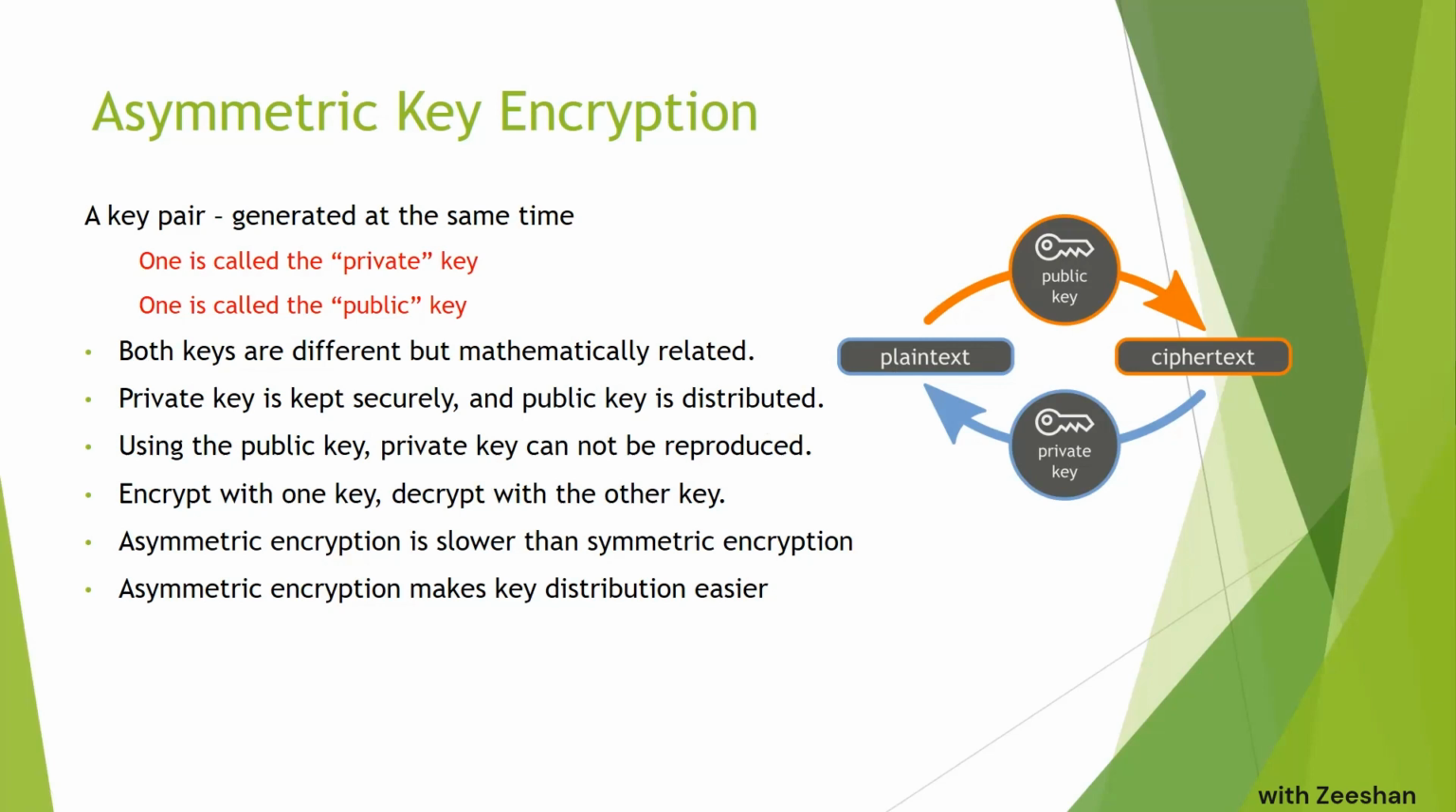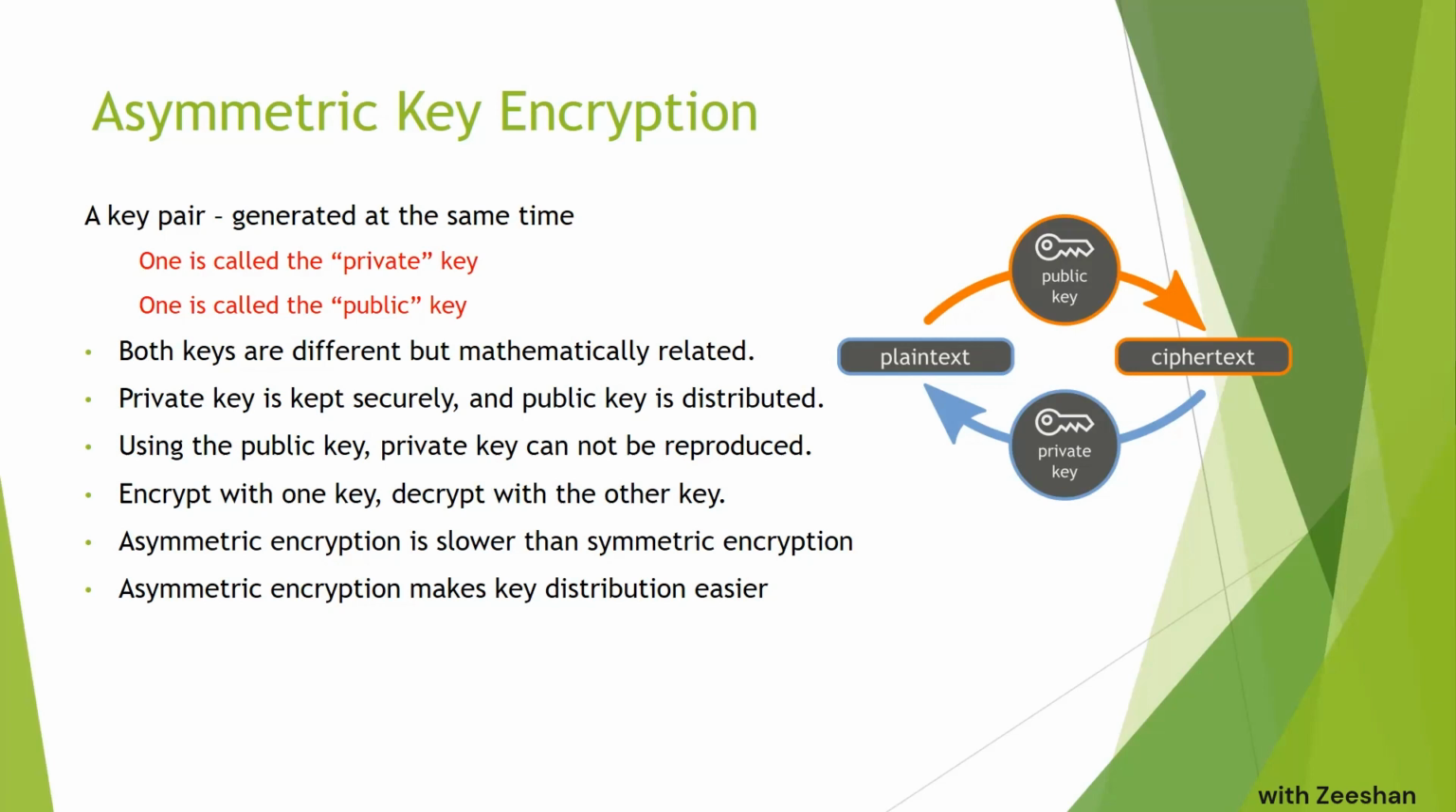And using the public key, you cannot regenerate a private key. That's not possible. So both keys are different, but mathematically related. Private keys are kept securely and public keys are distributed. Using the public key, the private key cannot be reproduced. I explained this. Encrypt with one key, decrypt with the other key.